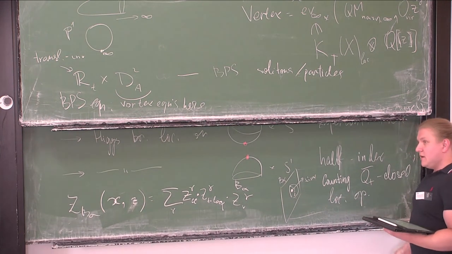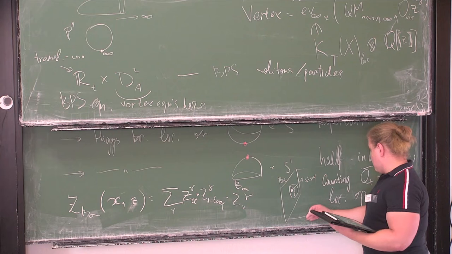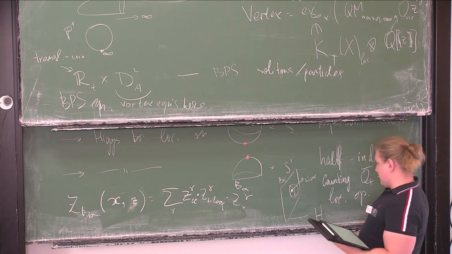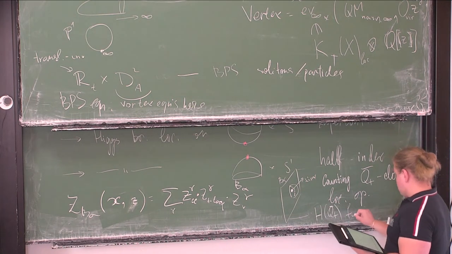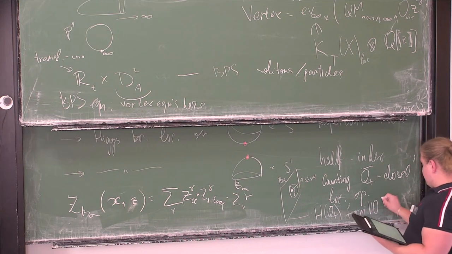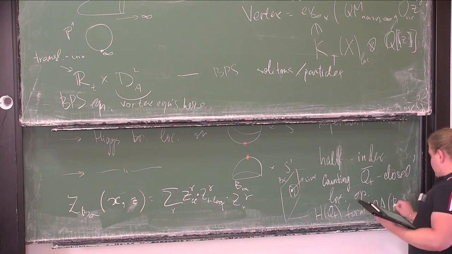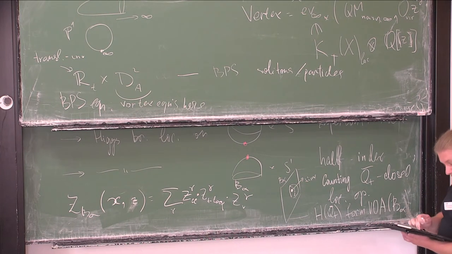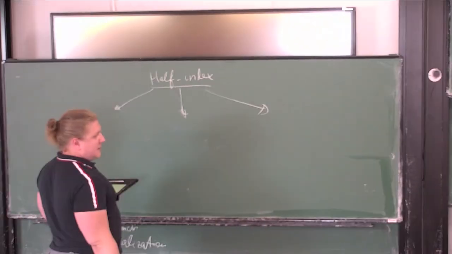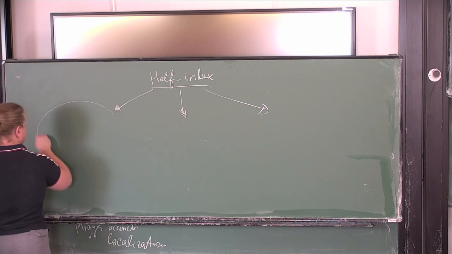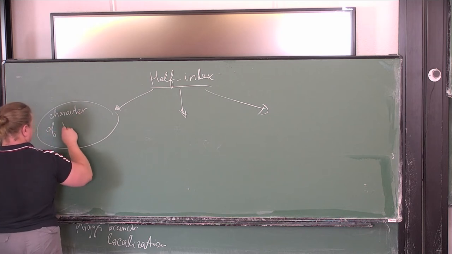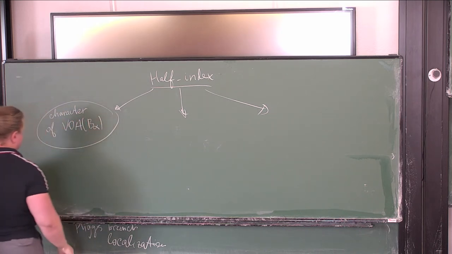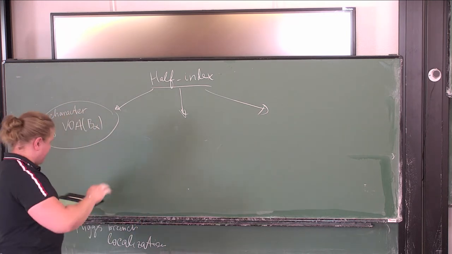So there is a, just denoted as H of Q bar plus, the cohomology of local operators at the boundary, they form a vertex operator algebra, VOA. I can denote it VOA of B alpha because it corresponds to a boundary condition. So this is this first application, that the half index is actually a character of a vacuum module of VOA of B alpha. Now this is actually precisely the application that I'm not going to talk about in the rest of the talk.